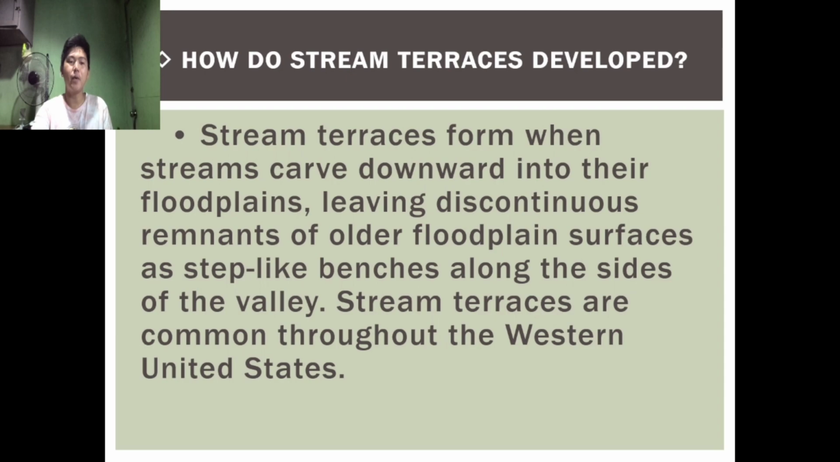Stream terraces form when streams carve down into their floodplains, leaving discontinuous remnants of older floodplain surfaces as step-like benches along the sides of the valley. Stream terraces are common throughout the western United States.